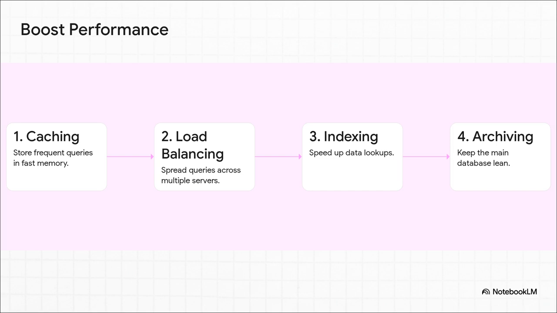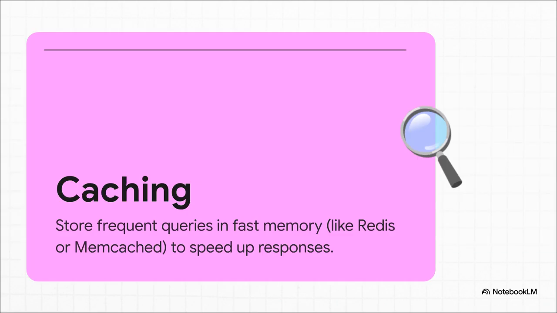It helps the database find the exact data it's looking for way faster. And finally, archiving old data. This is just moving stuff you don't need anymore out of the main database to keep it small, lean, and super responsive. Now, caching can be a total game changer, probably one of the most powerful things you can do.